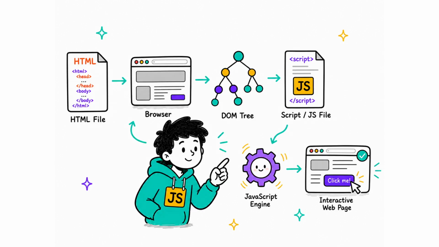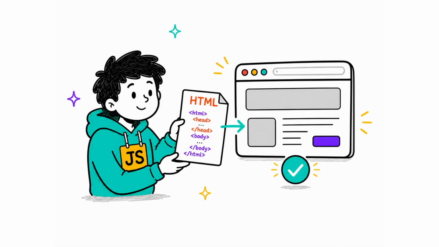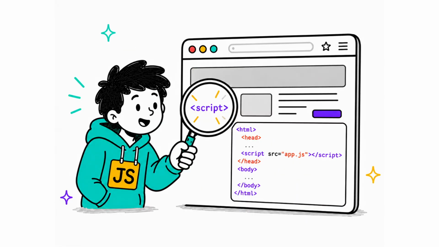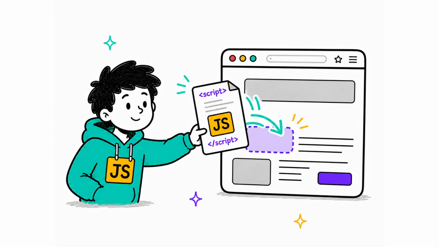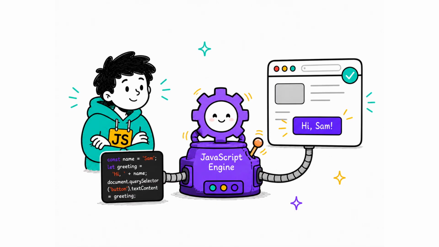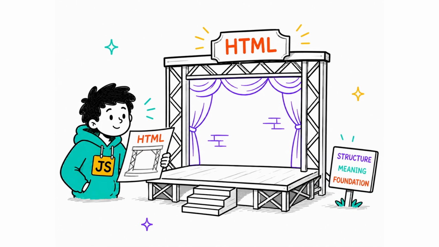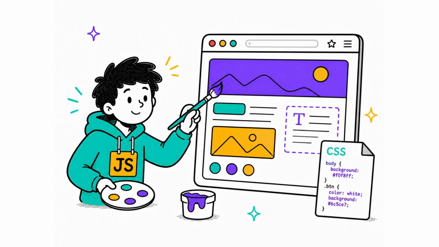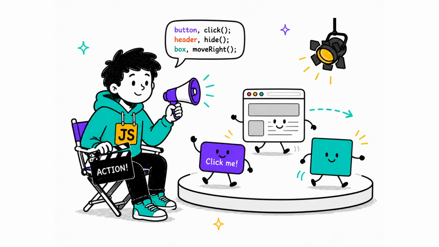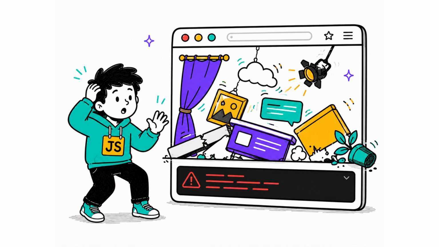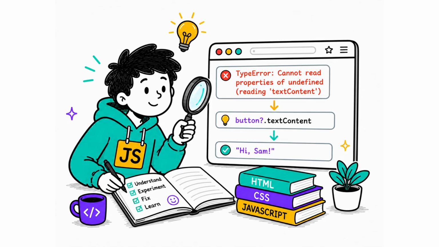So here is the complete journey. The browser loads the HTML, it builds the DOM, it discovers the script element, it loads the JavaScript, the engine executes the code, and the code can then interact with the page and respond to events. HTML creates the stage, CSS designs the scenery, JavaScript tells the actors what to do. And sometimes, when there is a bug, JavaScript forgets the script, knocks over the scenery, and leaves a mysterious red message in the console. Luckily, learning to understand those messages is part of becoming a developer.